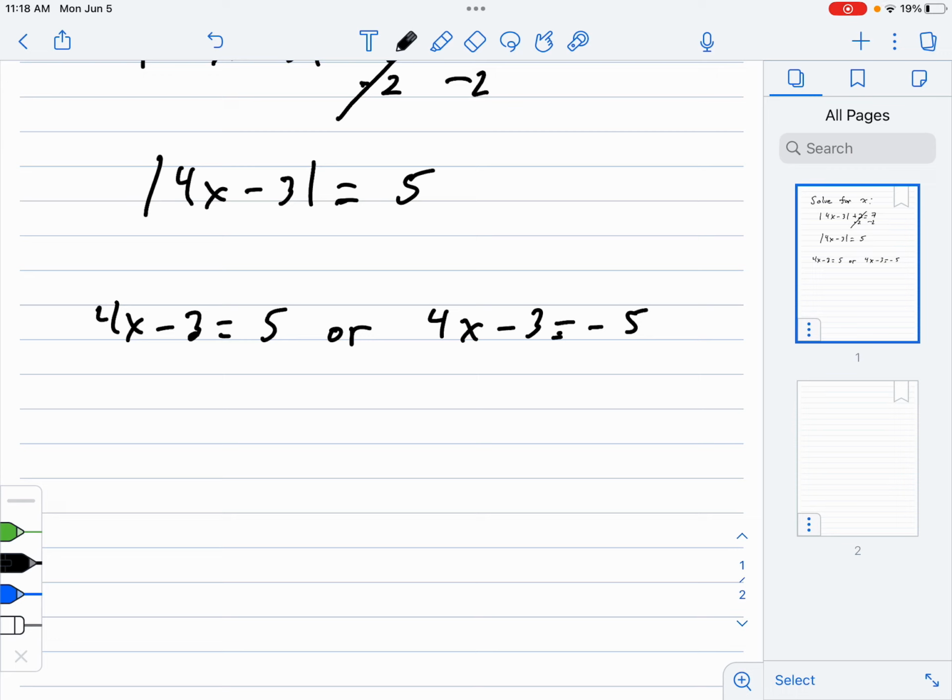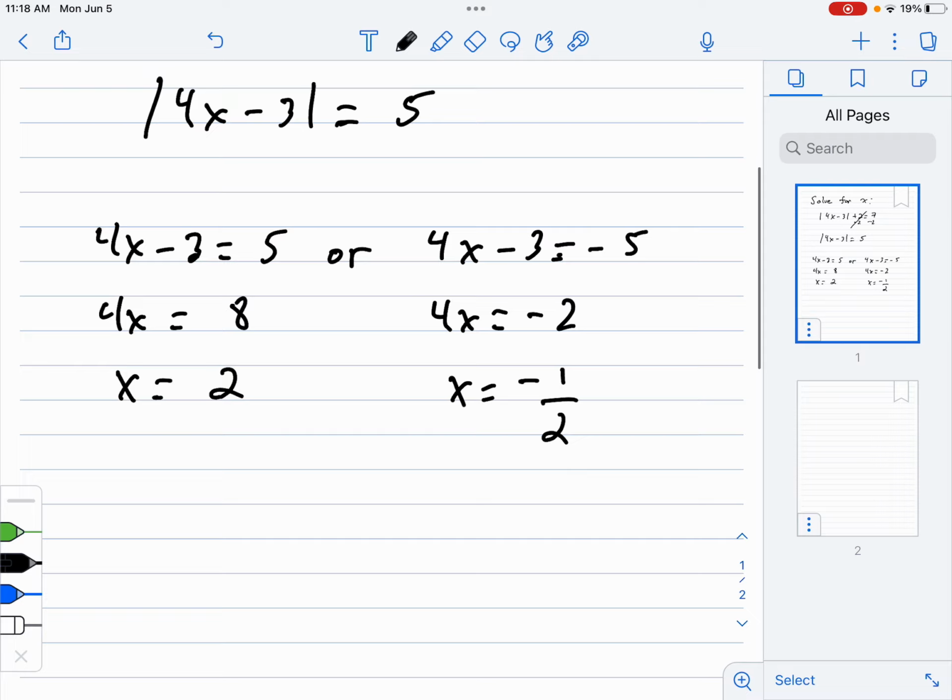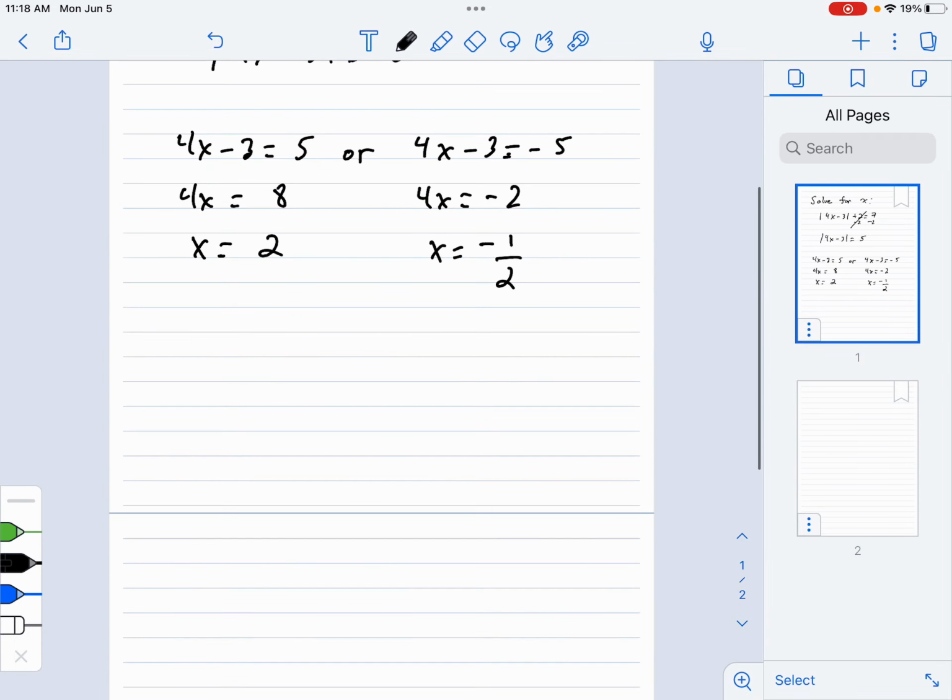I'm going to add 3 to both sides on both these equations, but let me work on the one on the left. And I'm going to divide by 4, which gives me 2. I'm going to do the same thing on the other equation. I'm going to add 3, which gives me a minus 2. And x equals negative 1/2 here. Okay, and these would be your two solutions.